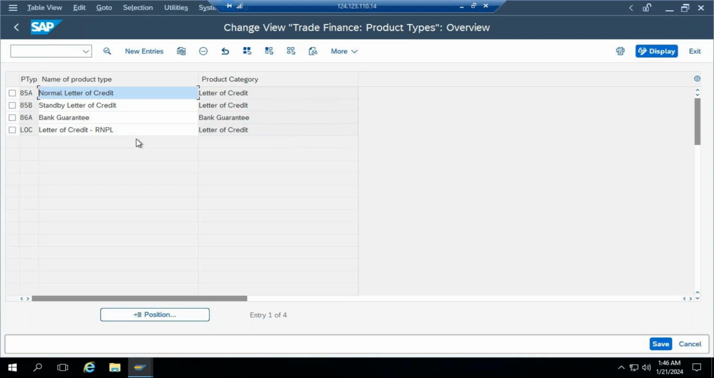If my client fails to make the payment, I will make the payment in that case. So that way, some suppliers may say, no, I don't need a normal letter of credit, I may go with the standby. So you can maintain both things.